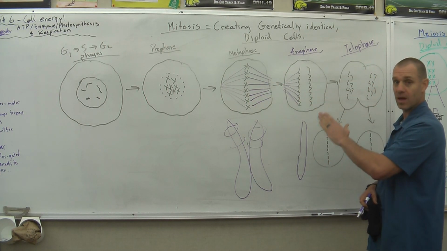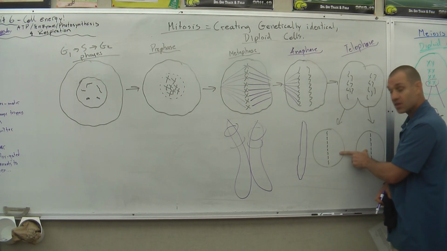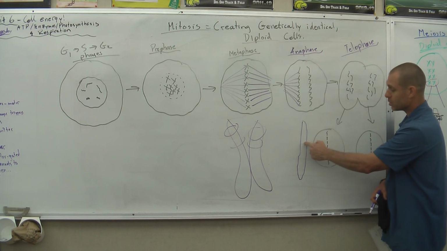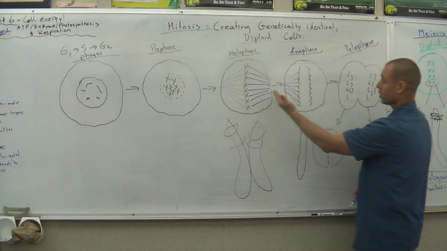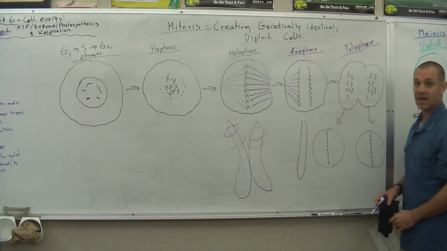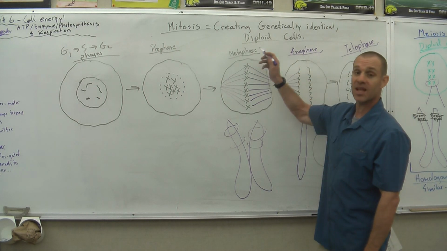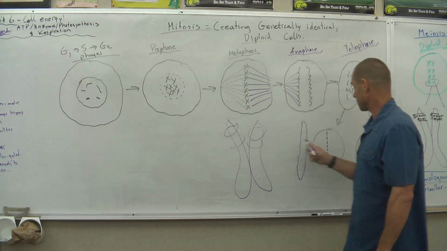G1, S, G2, M, C. Now we divide it into two cells, and each of these two cells starts over in G1, then goes to S, where we duplicate the DNA, then to G2, then to M, where it goes through this process and divides again. And this is how cells make new cells; the cells stay diploid, okay? Because I start with 8 chromosomes, I end with 8.